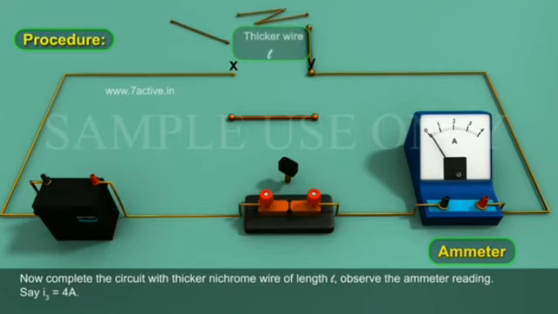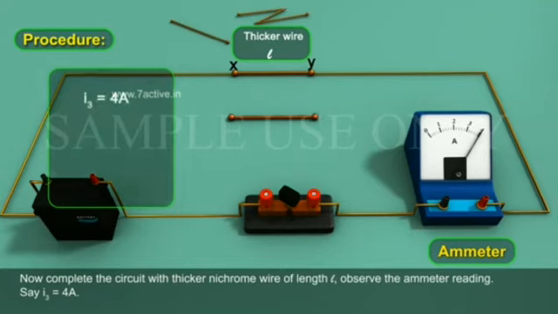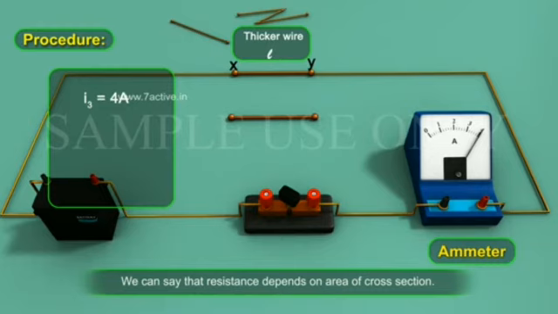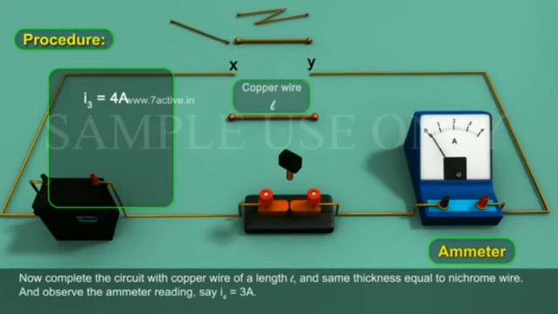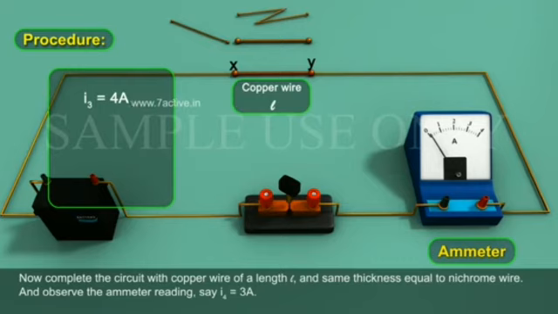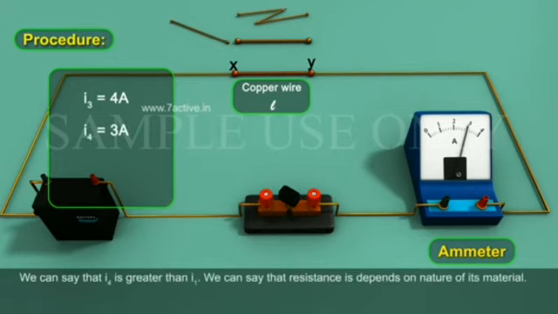Now complete the circuit with thicker nichrome wire of length L. Observe the ammeter reading. Here I3 is equal to 4 ampere. We can say that resistance depends on area of cross-section. Now complete the circuit with copper wire of length L and same thickness as the nichrome wire and observe the ammeter reading. Ammeter reading I4 is equal to 3 ampere. We can say that I4 is greater than I1. We can say resistance depends upon the nature of its material.